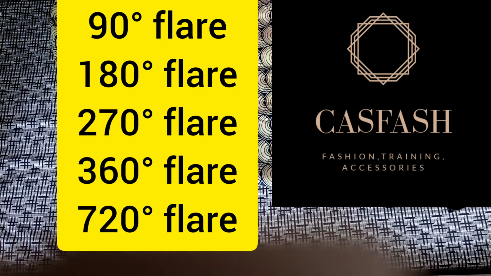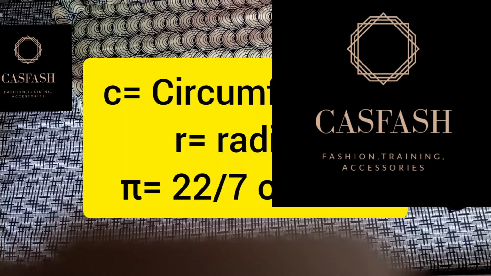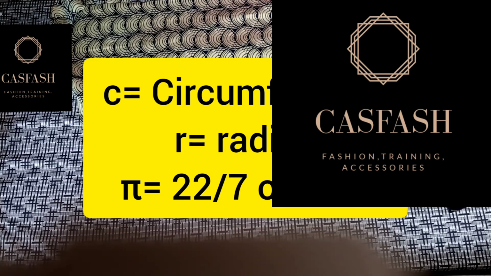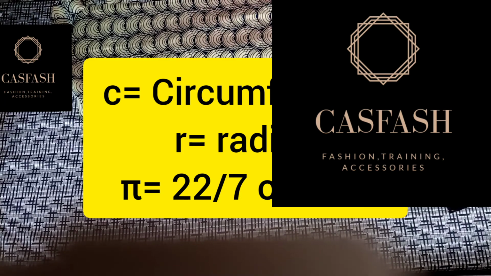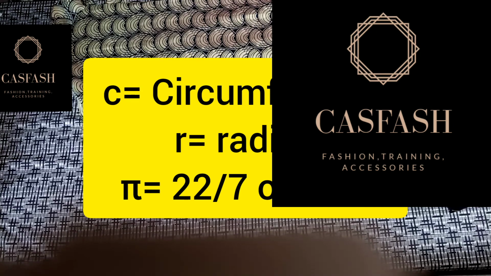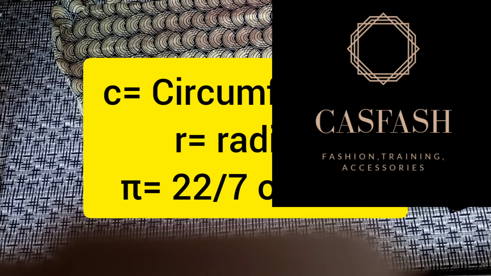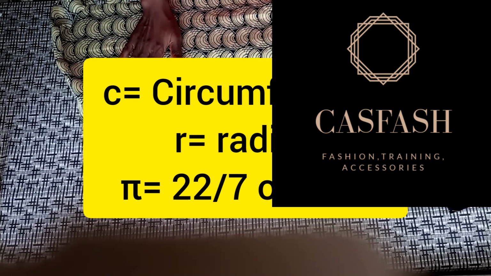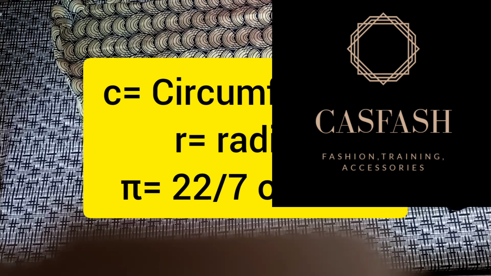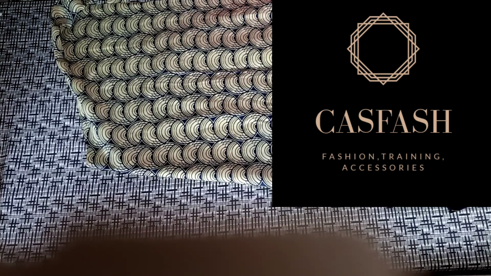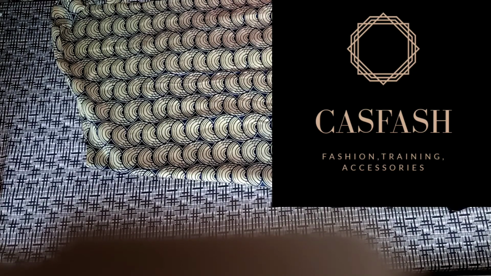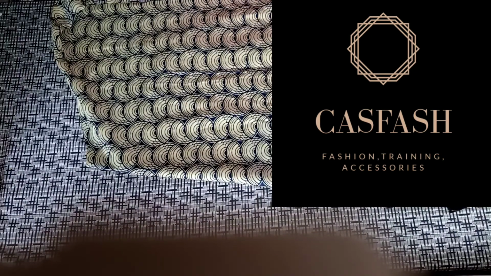There are some terms we'll be using in this video, so let's be conversant with them. C, which is circumference. R, that represents radius. Then pi. Pi is 22/7 or 3.14. In this video, we shall be going by the formula of a circle, which is C equals 2 pi r. Circumference equals 2 pi r. And r equals circumference over 2 pi. Pi is 3.14, so 2 pi will be 6.28.